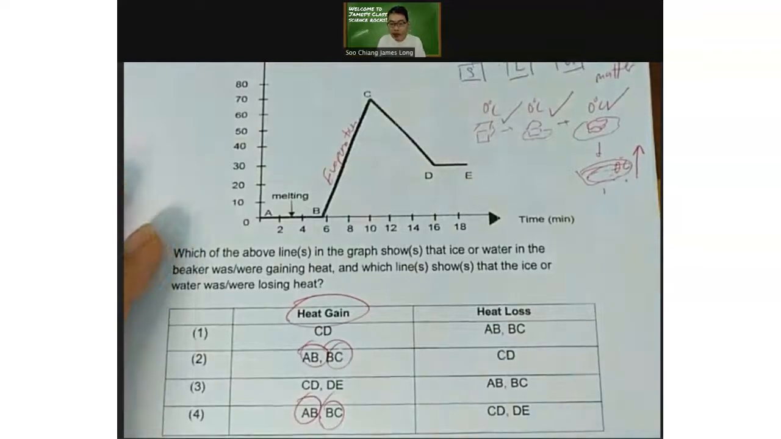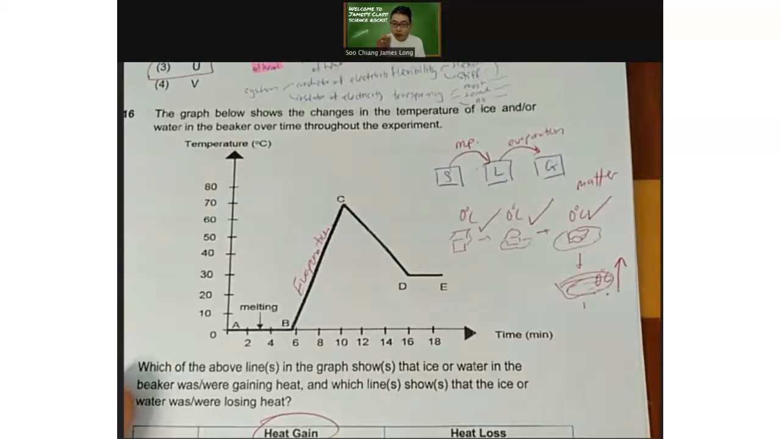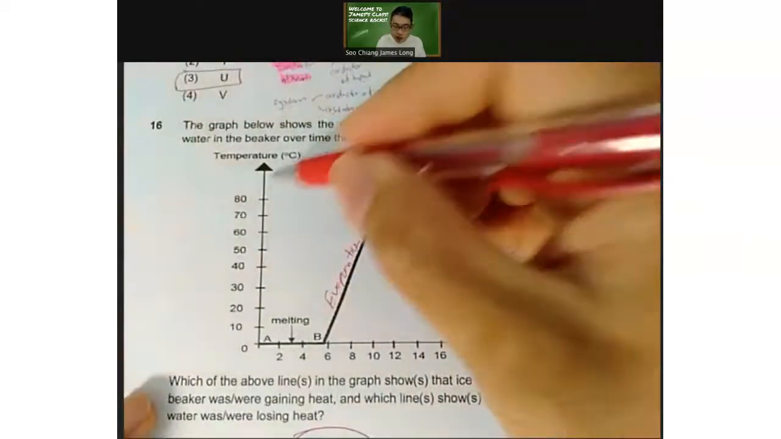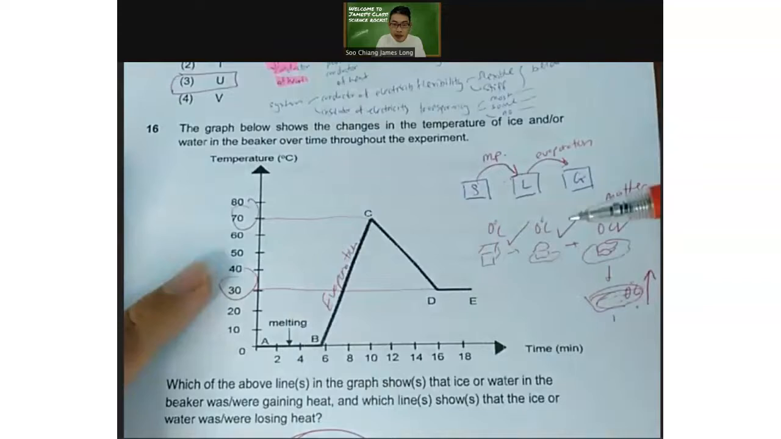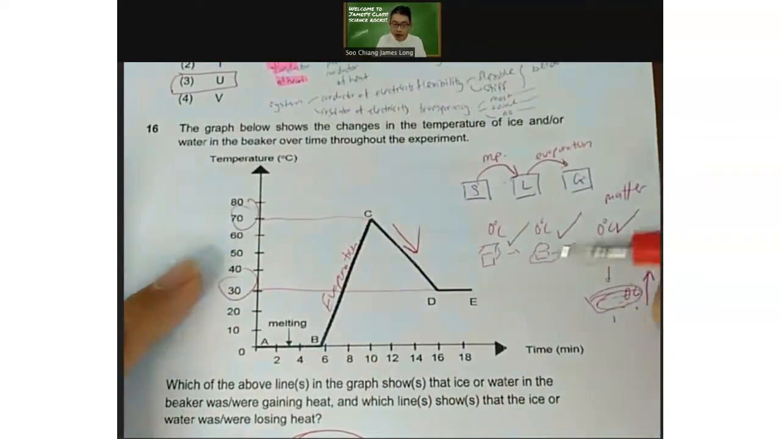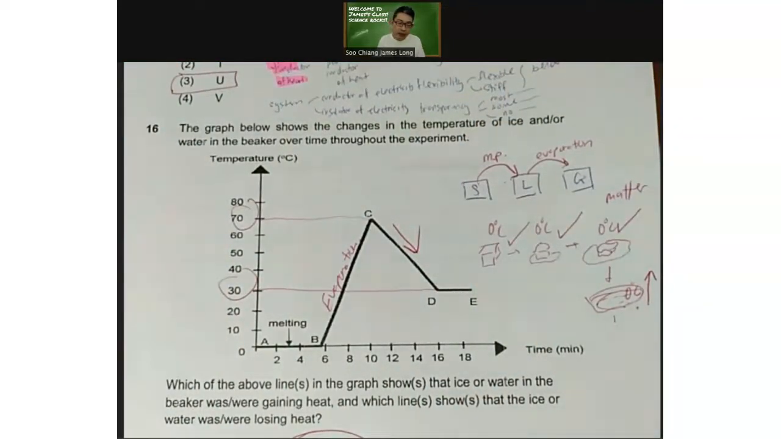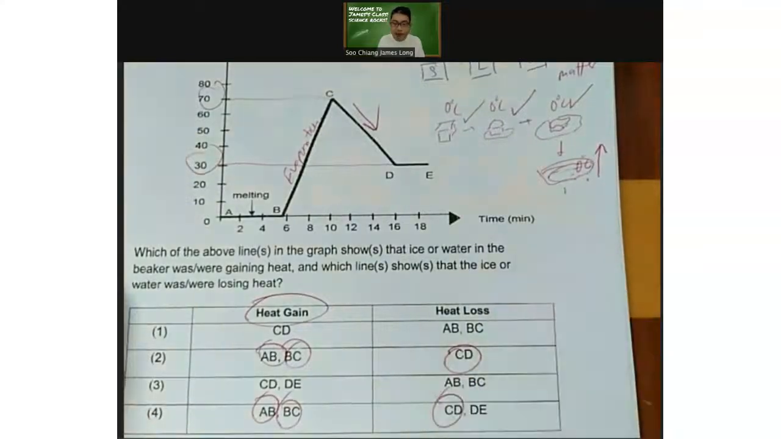Okay, so I can't get the answer just by looking at heat gain. I'm also going to look at heat loss. Now heat loss is when the temperature starts to drop. So we are looking at temperature from 70 dropping to 30. Here, there is a drop in temperature. It must be cooling off. Heat is being conducted through the water to the environment, lost to the environment. So CD definitely is where heat is lost.